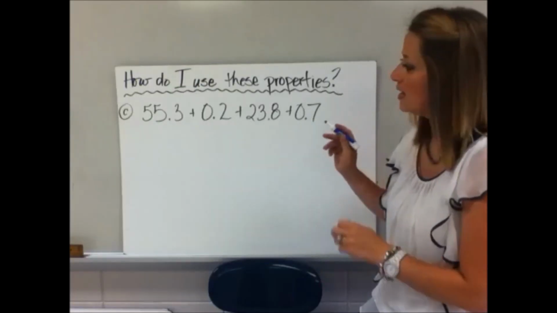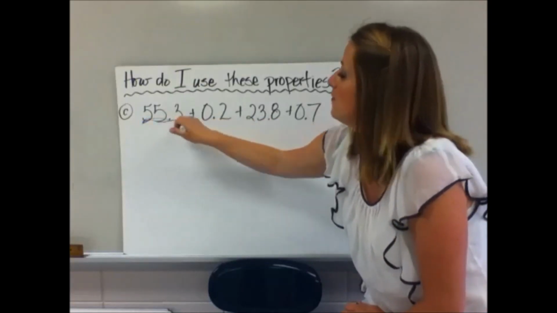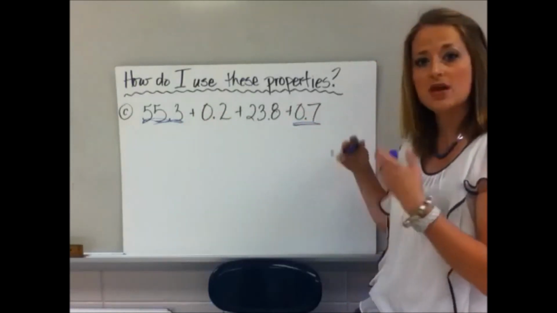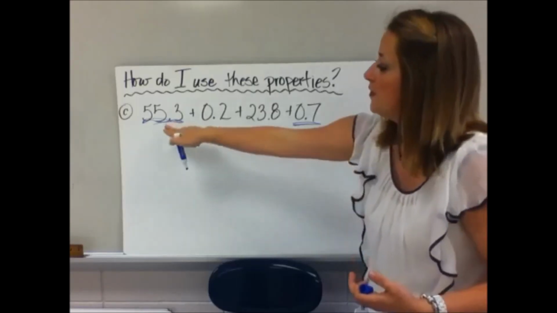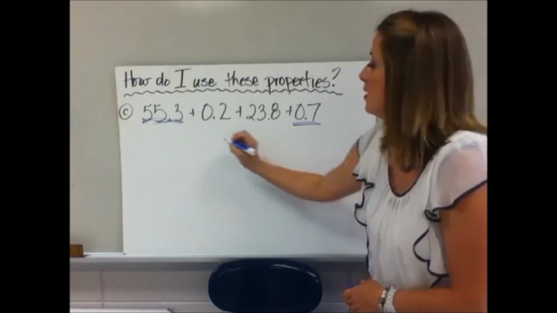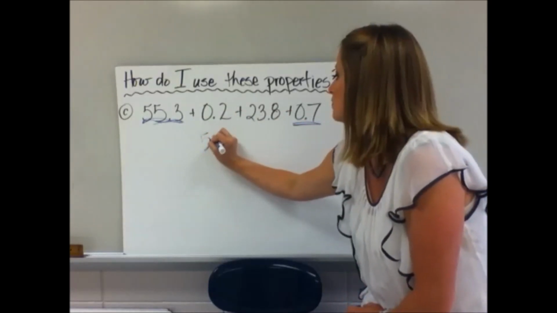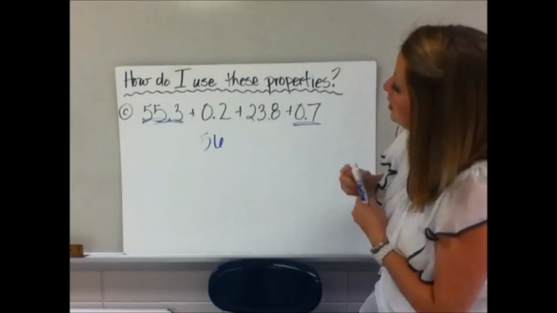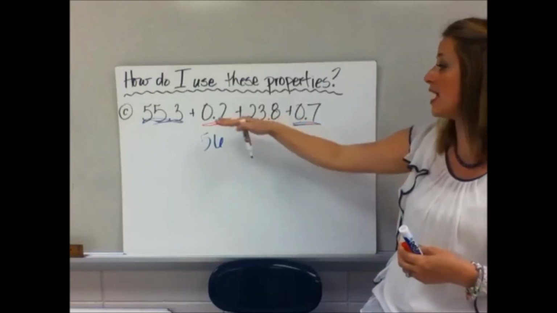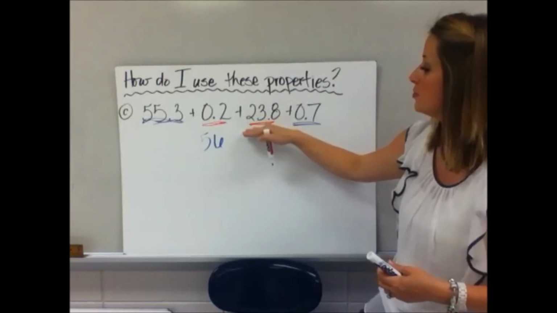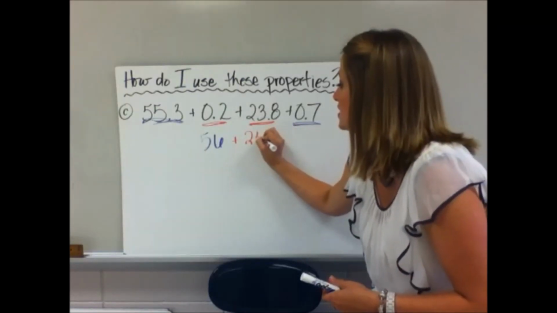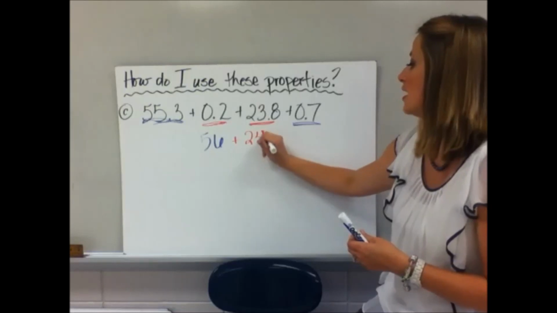However, what I can do is I can look for compatible numbers. 55.3 goes very well with 0.7 because the 0.3 and the 0.7 becomes one whole. So 55 plus 0 is 55, and then the one whole that was made from 0.3 and 0.7 makes that 56. Then we're going to look to 0.2. It is compatible with 23.8 for the same reason, because that creates the whole number 1. So that goes from 23.8 to 24. So then I have 56 plus 24, and I can add that in my head.